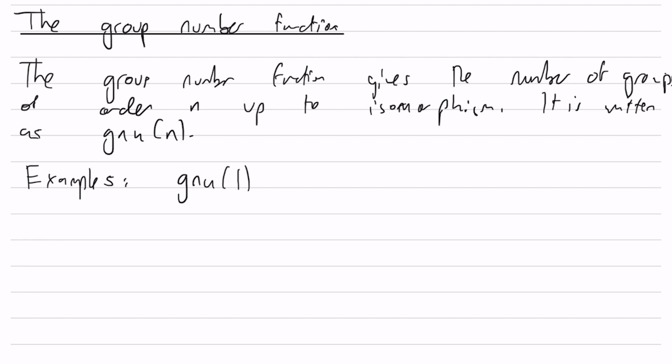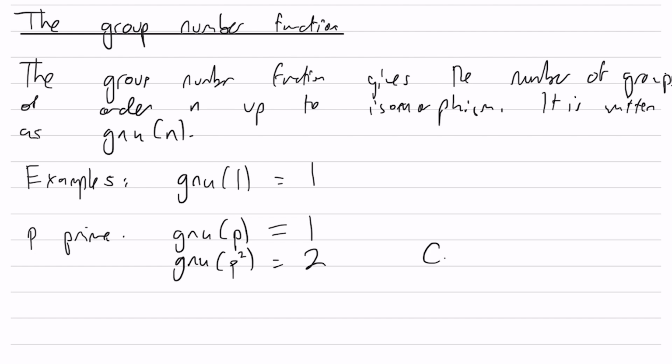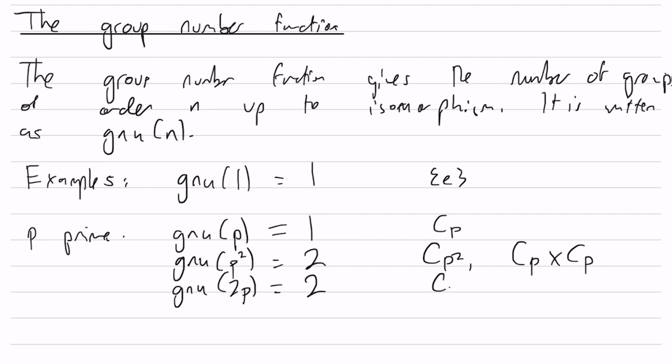The groups of order 1: there's just the trivial group, so there's one such group. For p prime, the number of groups of prime order is also 1, it's just the cyclic group of that order. I've made a video proving this. The groups of order p squared, there's 2 of those: the cyclic group of order p squared, and this direct product. Groups of order 2p, there's 2 of those as well. It's the cyclic group and the dihedral group.